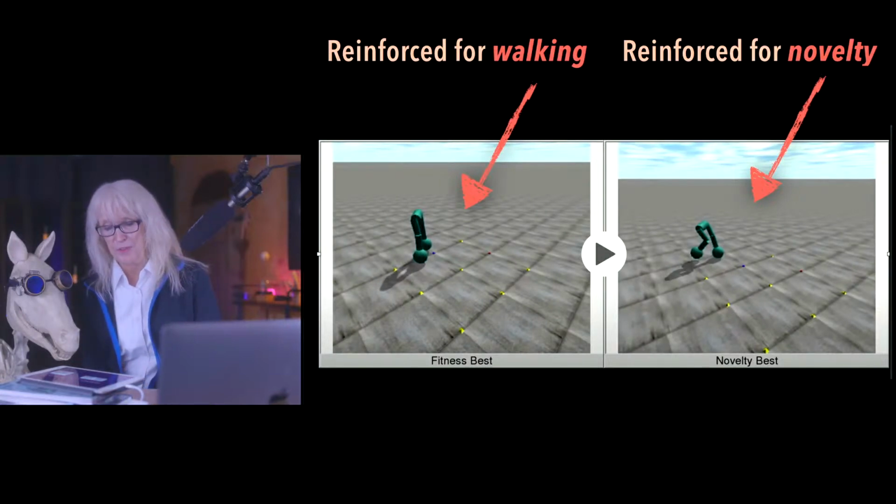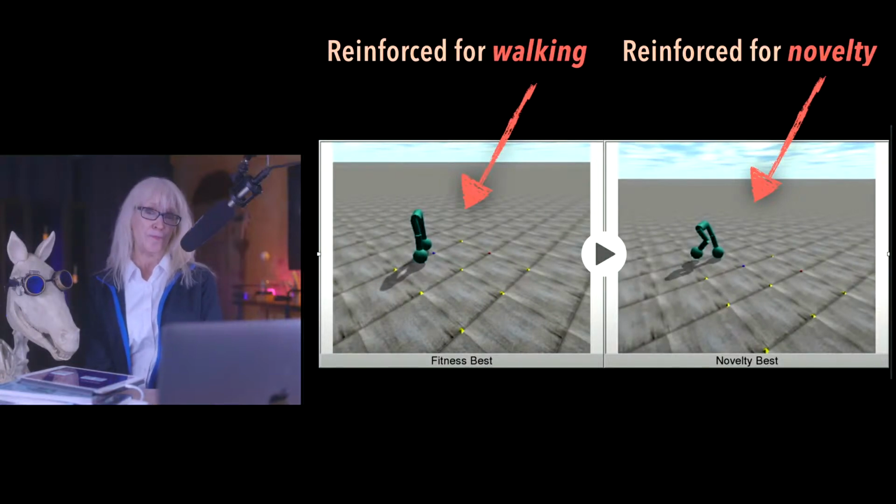So here's what happened. The one that looks fragile, that was trained in the traditional artificial intelligence way, was trained using reinforcement learning. Its goal was to walk and walk further. So it got reinforced the more that it walked. So it had to teach itself how to walk so that it could walk.